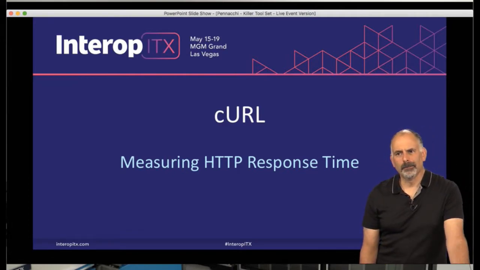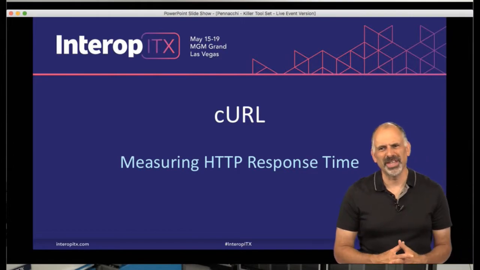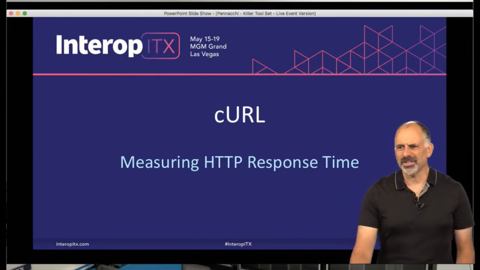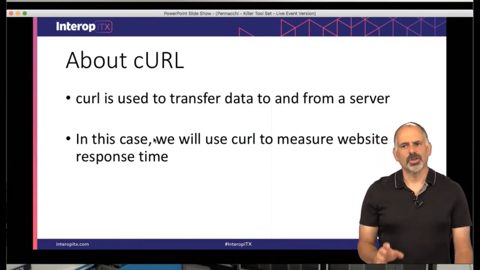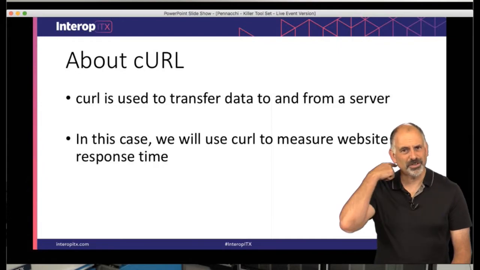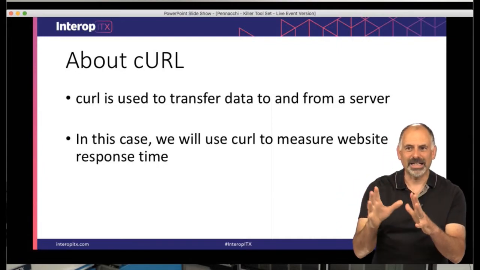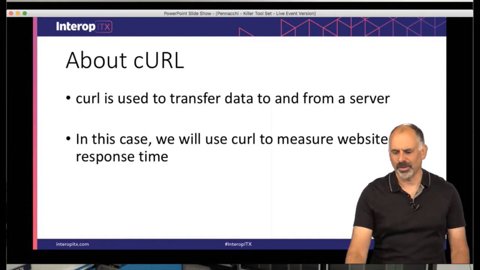curl. I use this for measuring HTTP response time. Now there's all kinds of fun things that we can do with this, but in this case we're going to take a look at how we can use it to measure. So it is used to transfer data to and from a server. So if I just want to download a file, I could use this utility to do that. But in this case we're going to use it to measure website response time.